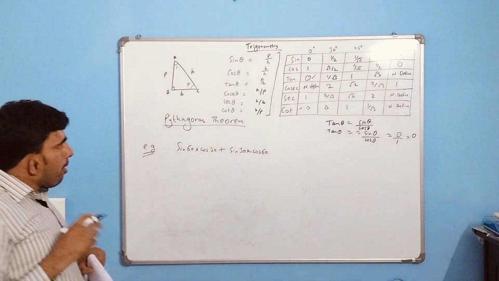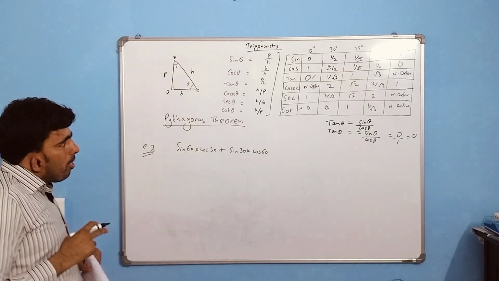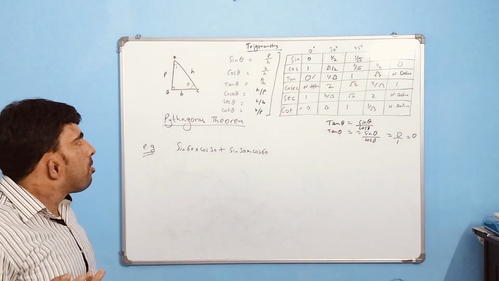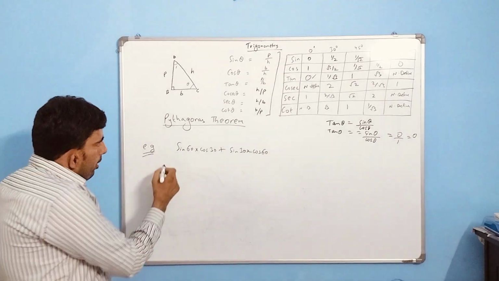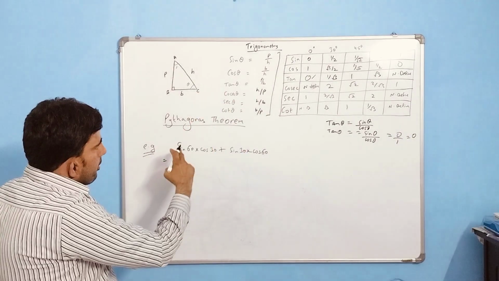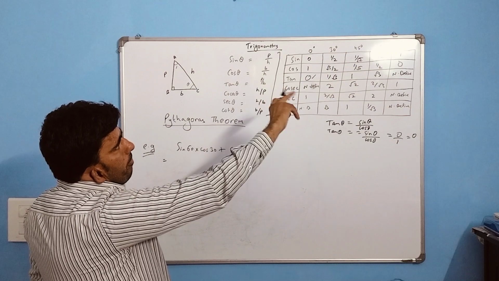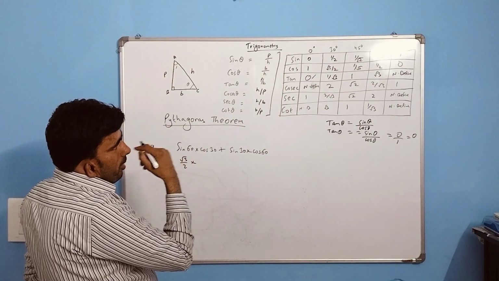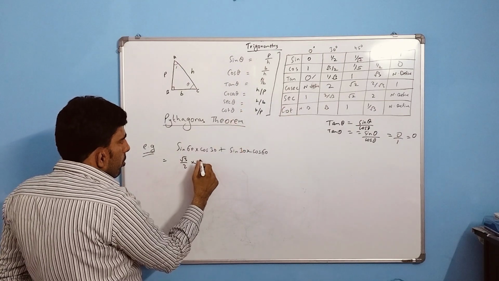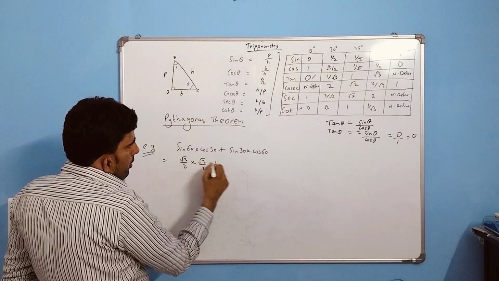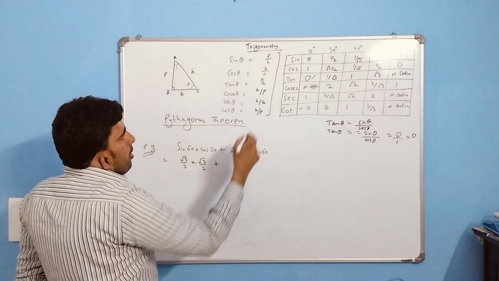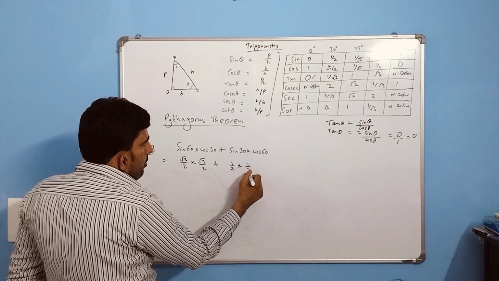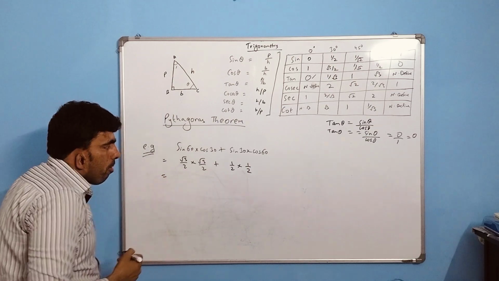Okay, now they have given this: sin 60 cos 30 plus sin 30 cos 60. How will you find these values? Very simple, we just need to remember the table. Sin 60 is, you can easily find, root 3 upon 2. What will be cos 30? Root 3 upon 2. Plus, what is sin 30? Half. What is cos 60? Half.